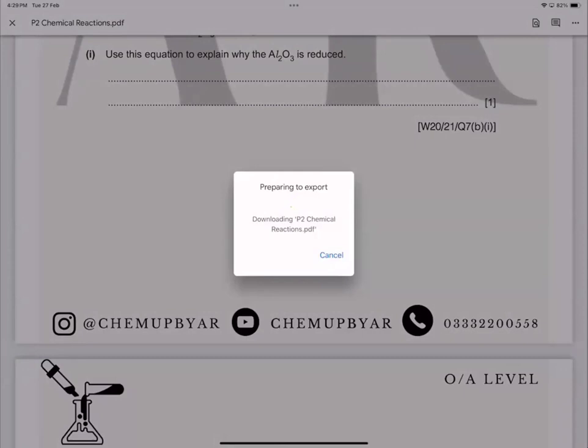Okay, let's have a look at some questions of this reversible reactions. So these are three factors: concentration, pressure, and temperature, which can shift the position of the equilibrium. Catalyst will not only speed up the reaction, it will not shift the position of the equilibrium.